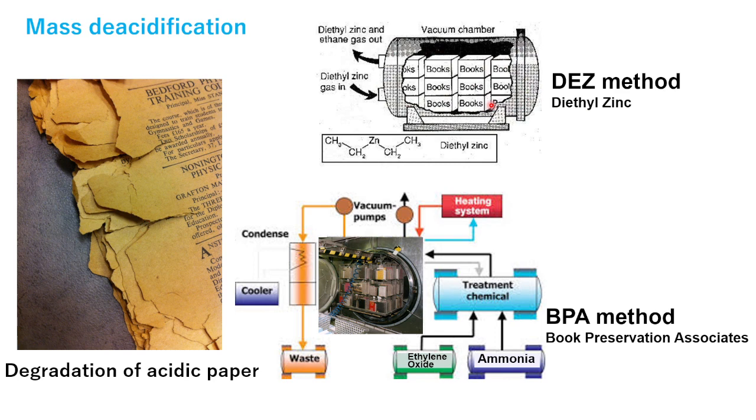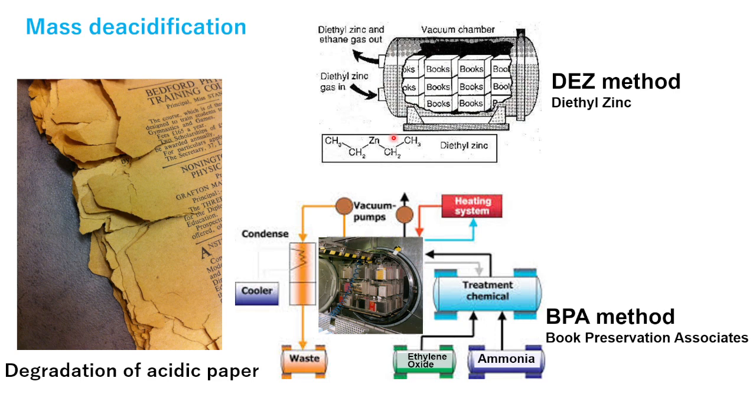Then, when diethyl zinc is vaporized and penetrates into the paper, it reacts with moisture inside the paper, like the Bookkeeper method, depositing zinc oxide, which is an alkaline substance, and neutralizing acid. Of course, this can also be processed in the binding state of the book.